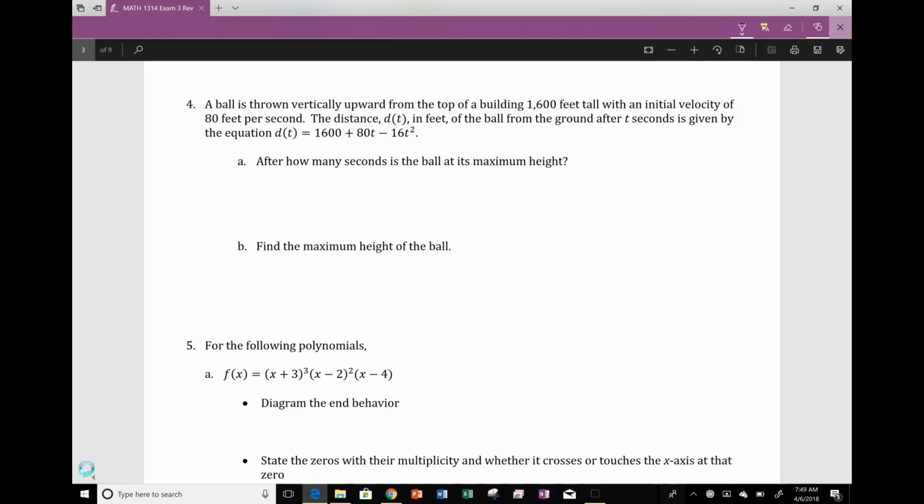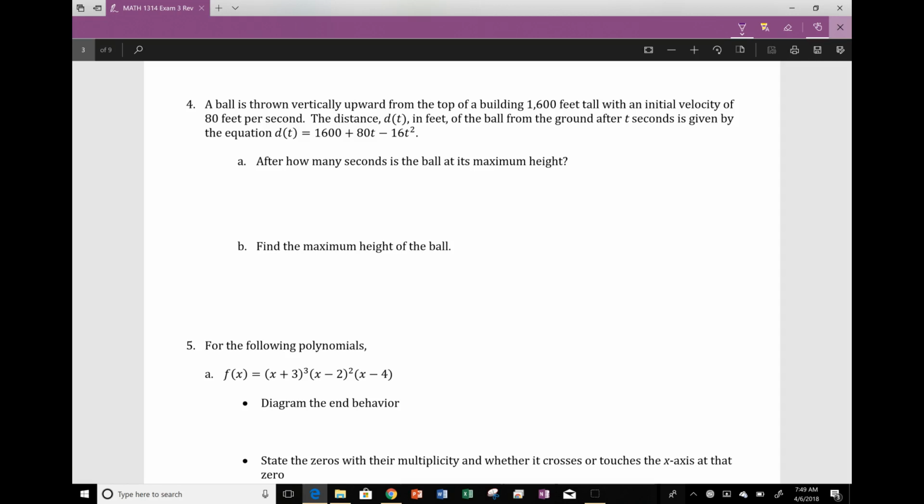For question number 4, a ball is thrown vertically upward from the top of a building 1,600 feet tall with a vertical velocity of 800 feet per second. The distance, d of t, in feet, of the ball from the ground after t seconds is given by the equation d of t is equal to 1,600 plus 80t minus 16t squared.